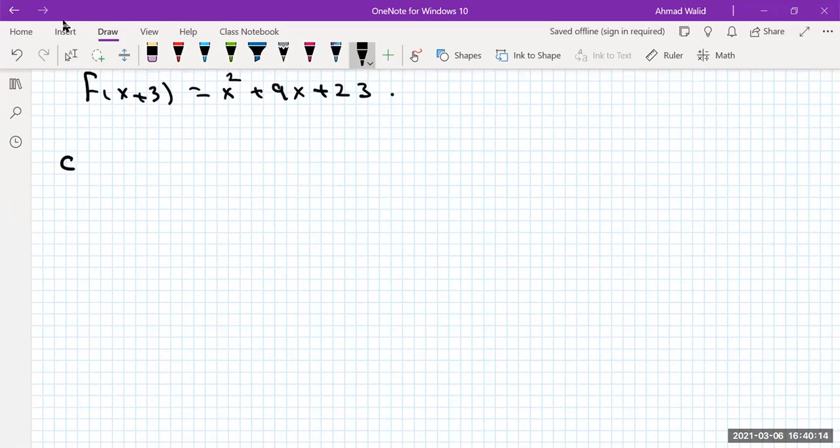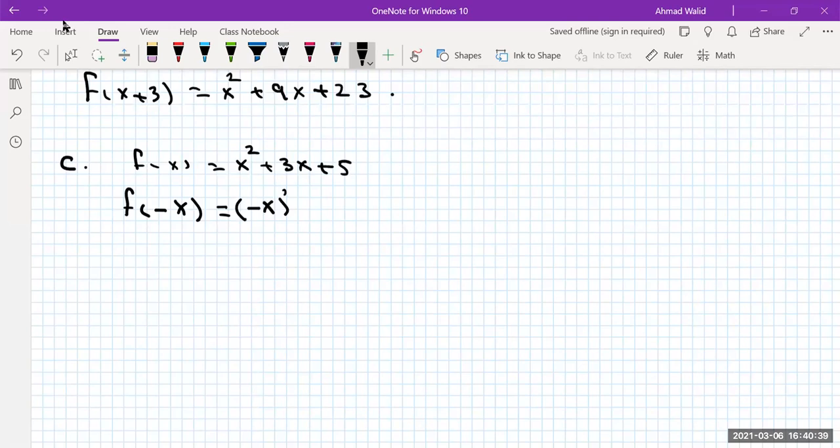Part C. Again, the problem, f of x equals x squared plus 3x plus 5. I'm evaluating f of negative x. It means replace x on the right side with negative x. Then negative x, squared, plus 3 times negative x plus 5.